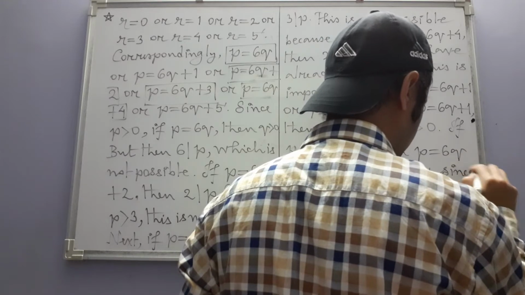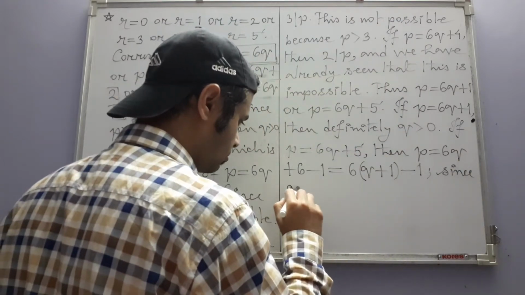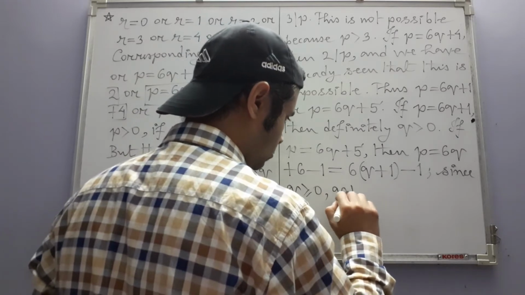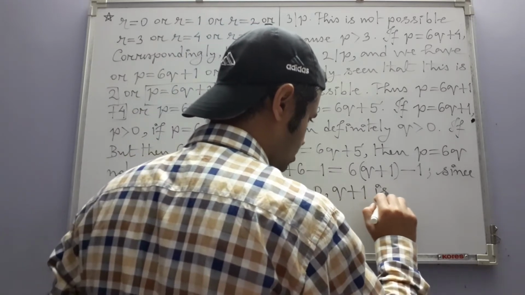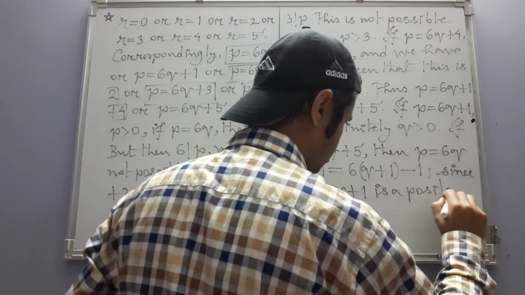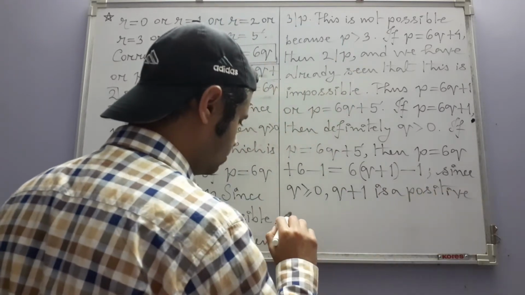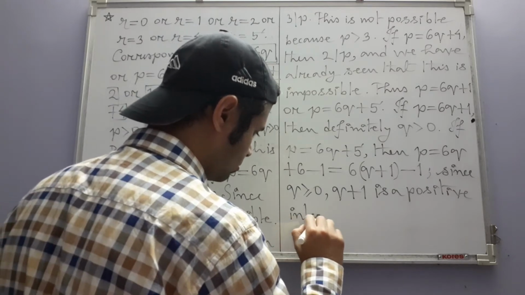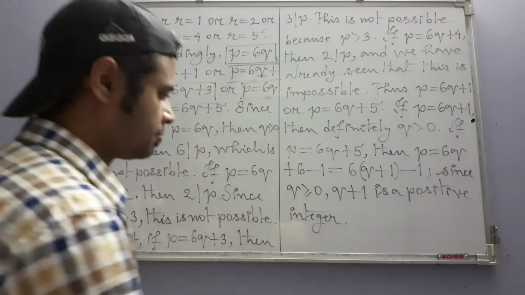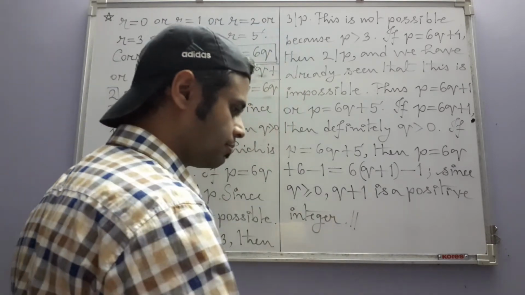Since q plus 1 is a positive integer, that's what we wanted to show. So this completes the solution.